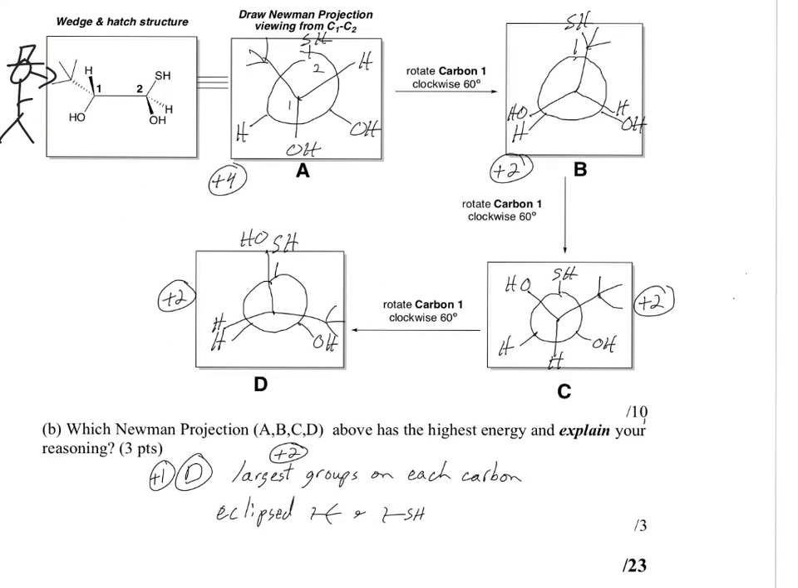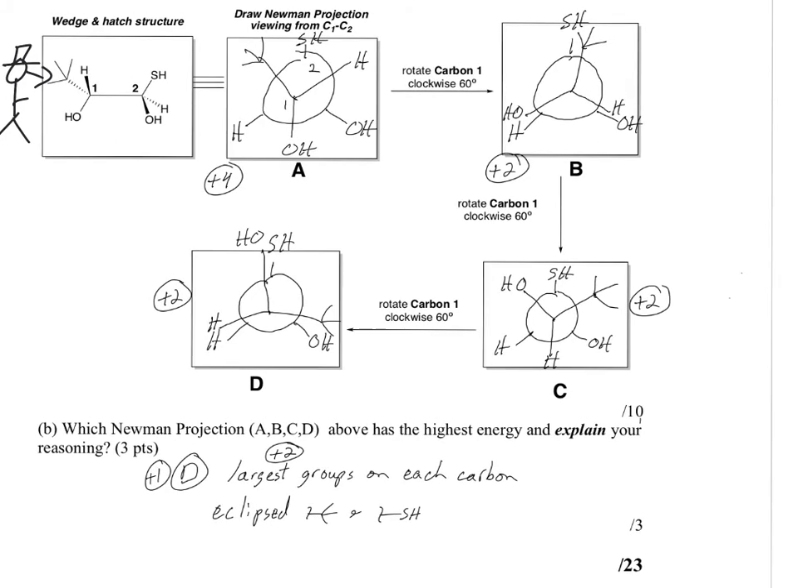And then, which has the highest energy? Explain your reasoning. So obviously it's going to be the ones that are eclipsed. So that would be B or D, one of those two. And then you want to look for the biggest groups on top of each other. I said D. Yes, D, because in D you have the tert-butyl and the OH on top, and the OH and the SH, whereas here you have the H's on top of the OH and OH. So this is a little bit worse, a little higher energy.